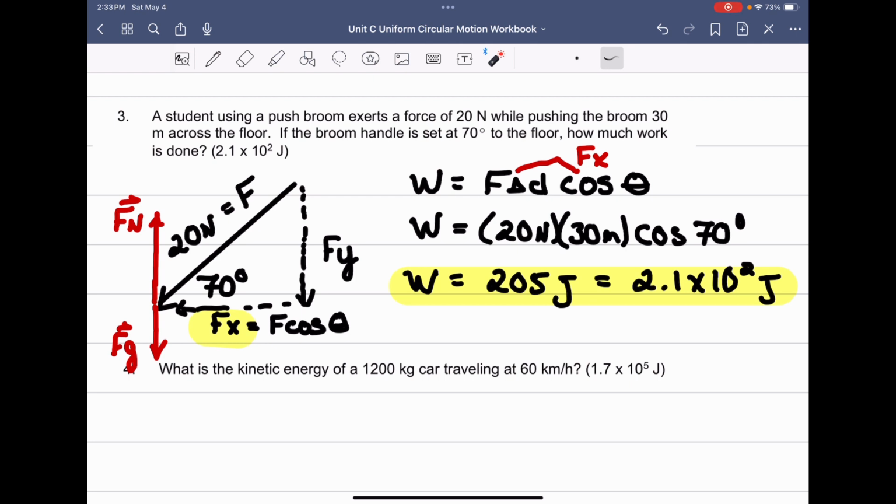I just want you to realize that none of that matters for this problem because all of these three vertical forces are balanced with each other when you would add them in the Fnet for the Y. So we don't need to worry about that. The only force that contributes to this is the Fx.